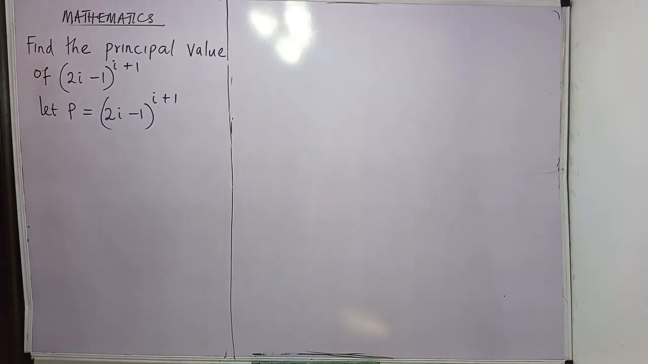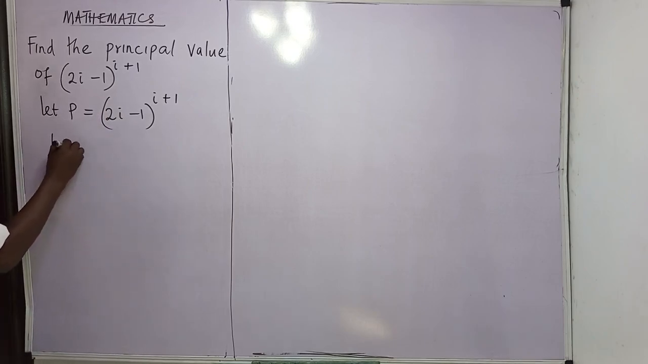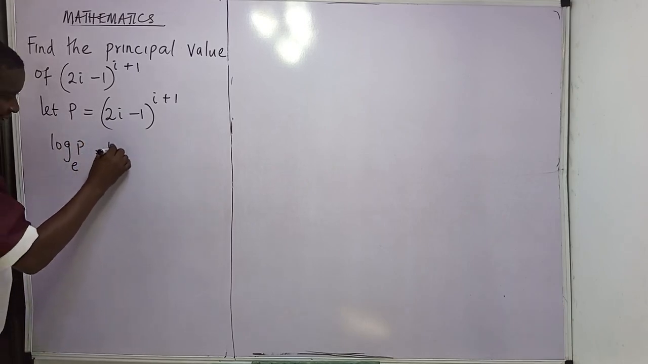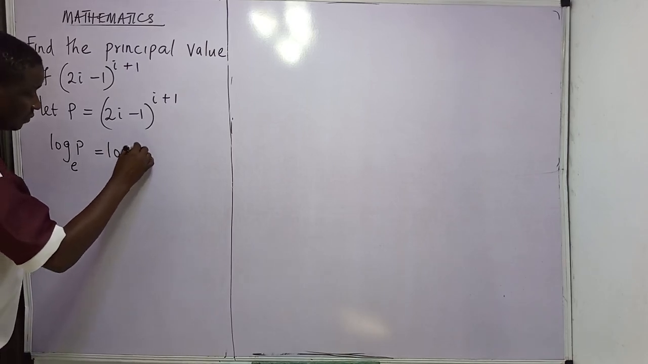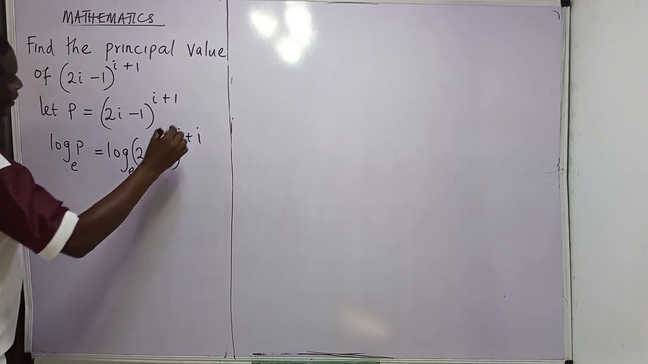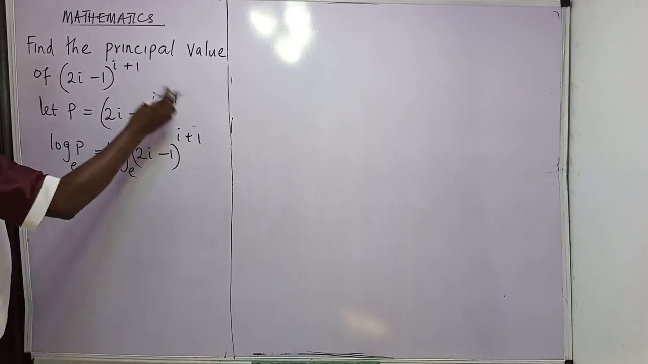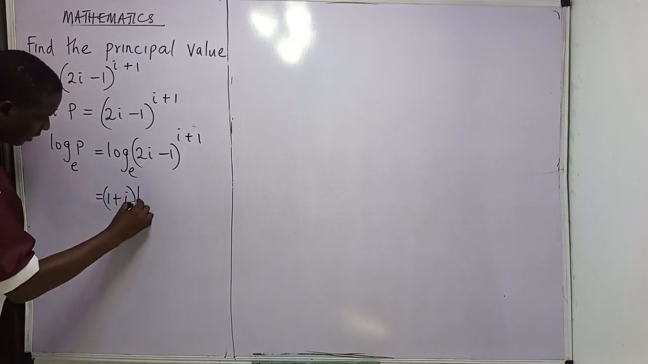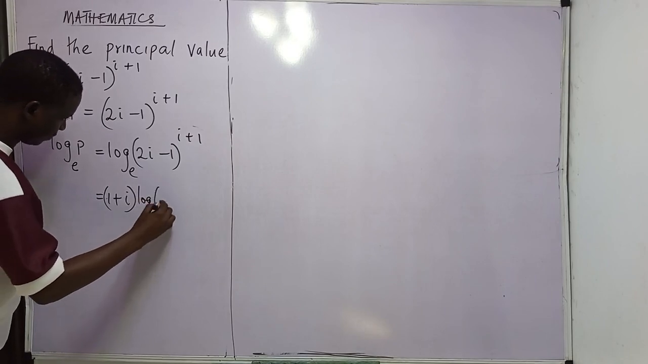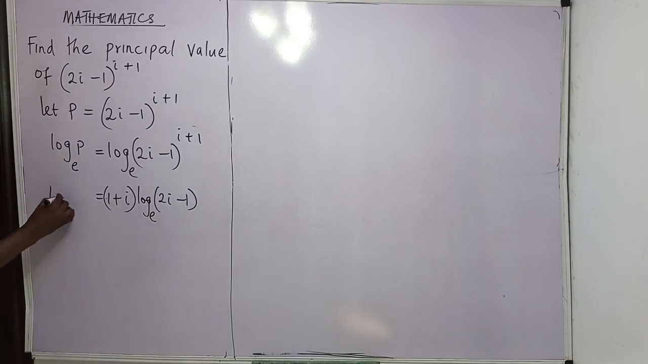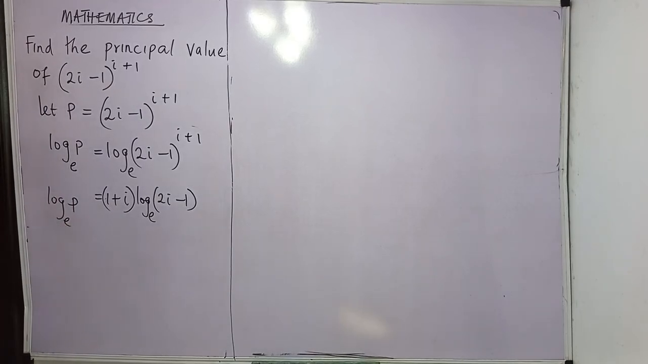Now, we want to find the principal value. What we want to do now is take log of base e of both sides, so that you can now drop the power. Now we have (1 plus i) times log to base e of (2i minus 1), equals log to base e of p.